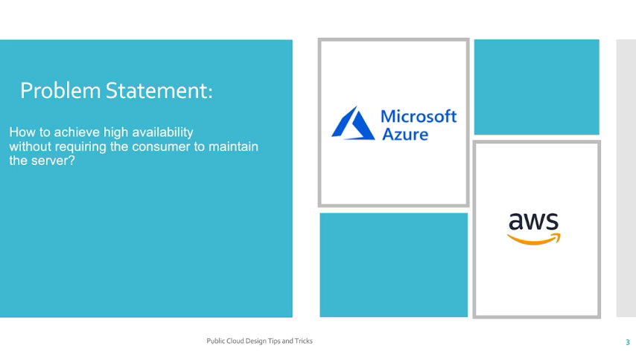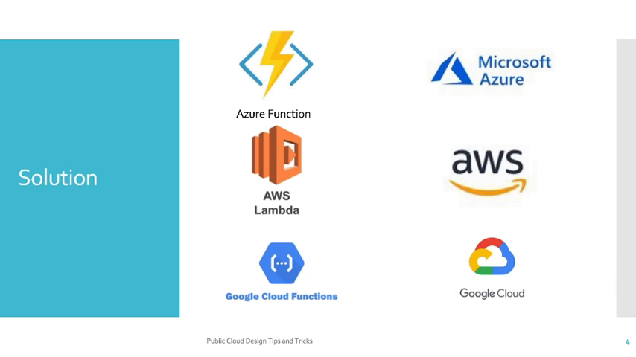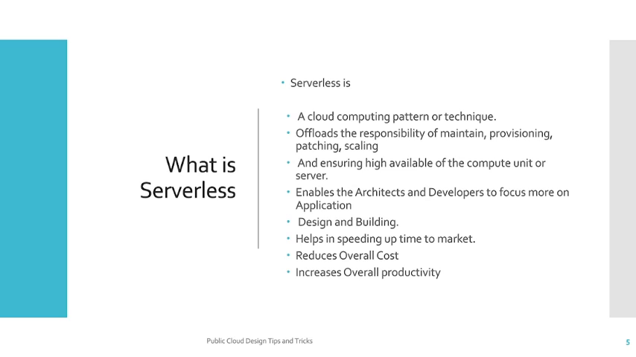So today's problem statement: how to achieve high availability without requiring the consumer to maintain the server in a public cloud environment. That means if you are writing a simple application, let it be in Python or in Java, you do not need to provision a server, rather you want to go ahead without a server. To achieve this, Microsoft Azure has implemented Azure Functions, AWS has implemented AWS Lambda, and Google Cloud has Google Cloud Functions. That is known as the serverless concept. Serverless is the solution to our problem statement.